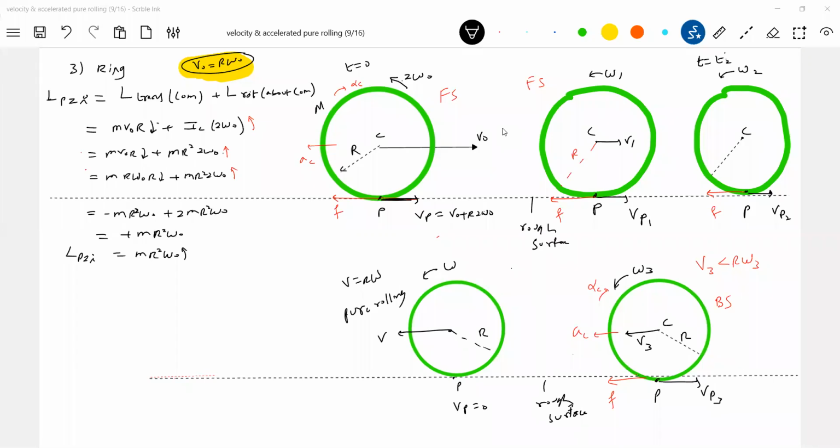So finally it attained pure rolling like this. Pure rolling means Vp equal to 0. I want this V and omega, how to calculate? There's a basic necessary condition: if it were pure rolling, it would happen that much. Since it is not pure rolling, V naught is less than 2R omega naught.